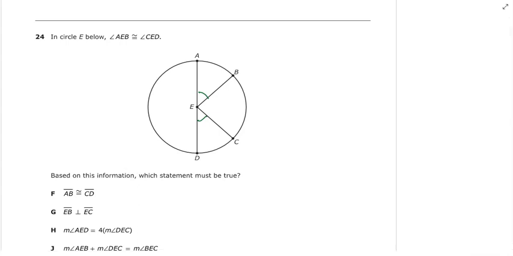Okay, arc AB, segment AB is congruent to segment CD. That's actually true based on one of the properties we learned, that if you have congruent central angles, they intercept congruent arcs and they make congruent chords. So pretty sure that's the answer right there. EB perpendicular? I don't know if anything's perpendicular. I don't know anything about any of these angles. Nothing tells me that it's got to be exactly 90 degrees anywhere on there.